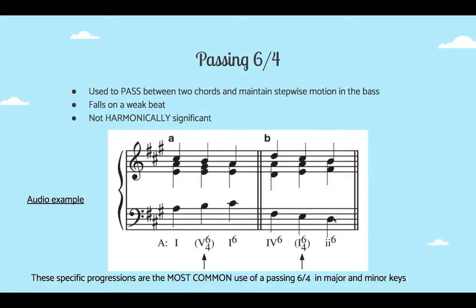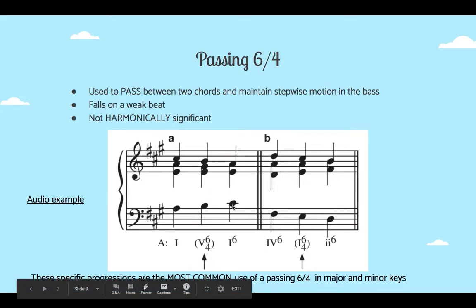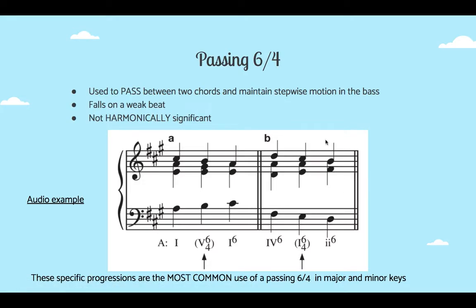It falls on a weak beat. So we're in 3-4 here. So 1 is our strongest beat, and then 2 is a weak beat. So those passing 6-4s are going to always happen on a weak beat, and they're not harmonically significant. They are creating some motion, but they're not really leading us anywhere functionally. We're not really moving to a new functional area. We're using these to get between tonic and another voicing of tonic, or predominant, and another voicing of a predominant chord. They're not harmonically significant.